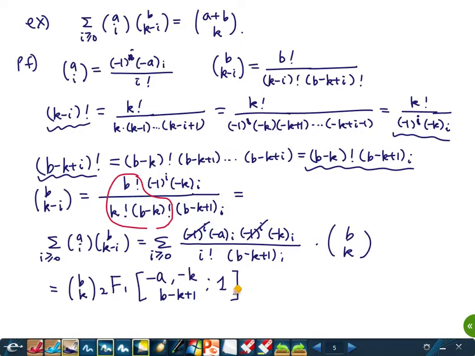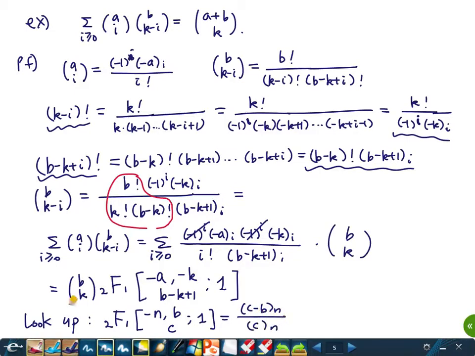The next step, there is a lookup, and then you will find this: 2F1(minus n, b; c; 1) is equal to (c minus b) sub n over (c) sub n. This is a general identity, and you will find this in the table. Now we just substitute the numbers. We need more space.